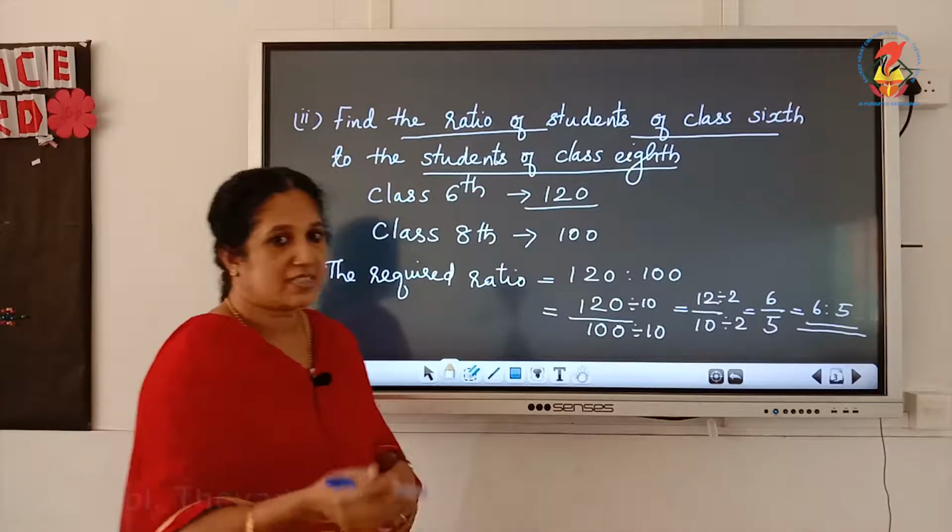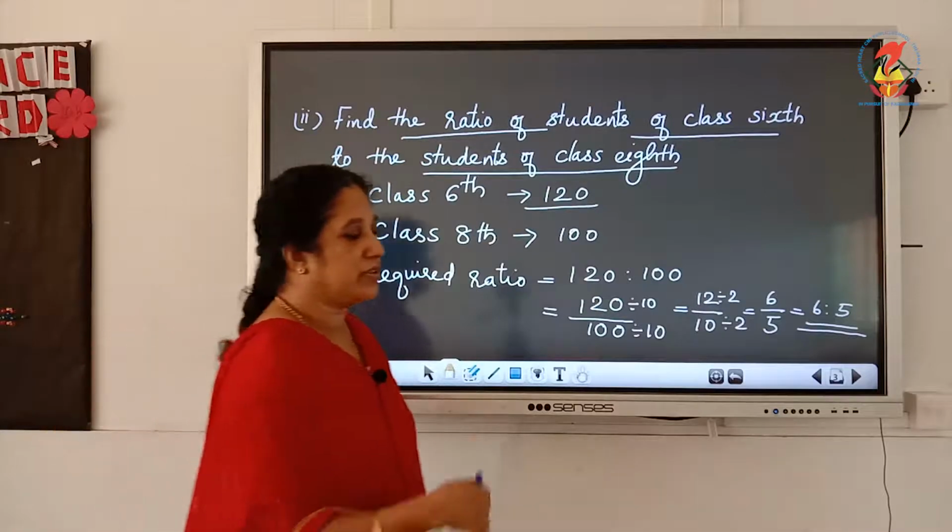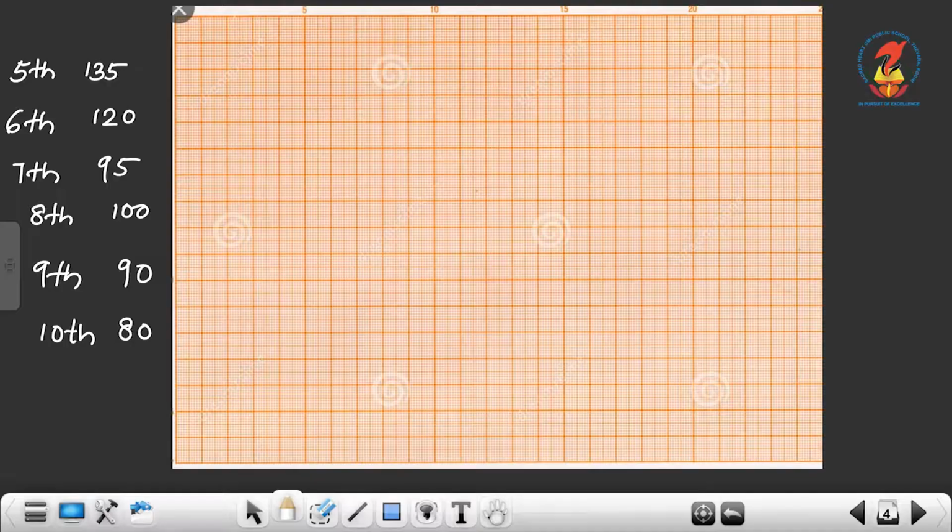Now we did not answer the first part of the question. What is the first part? We want to draw the bar graph. Now I will show you how we have to draw the bar graph. Here we have the graph paper, the graph sheet. The values are also given here, I wrote the values here. Now we want to draw the bar graph.